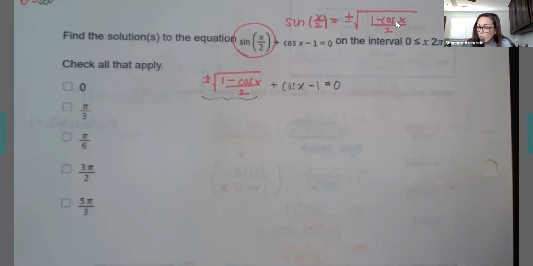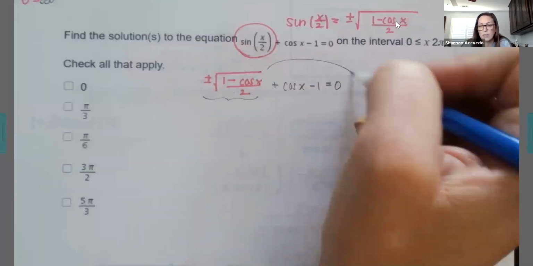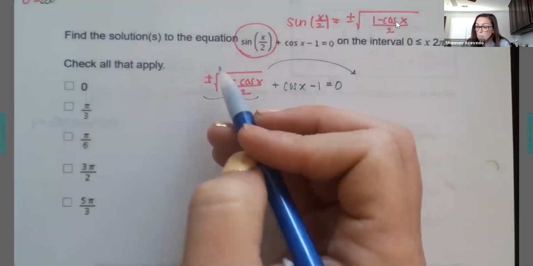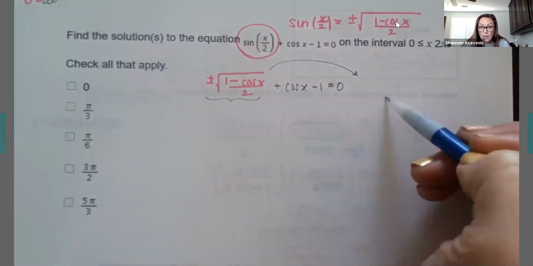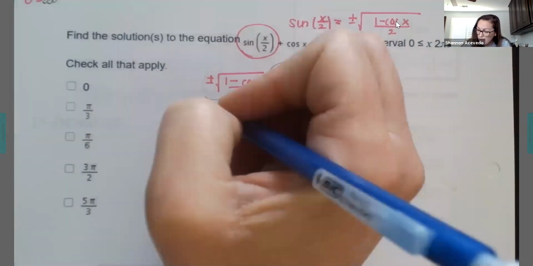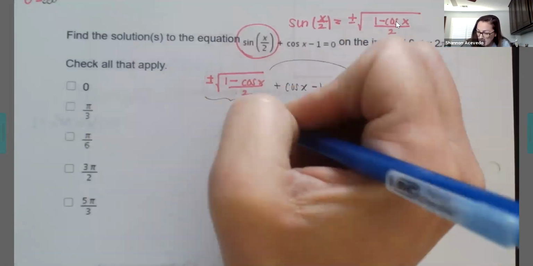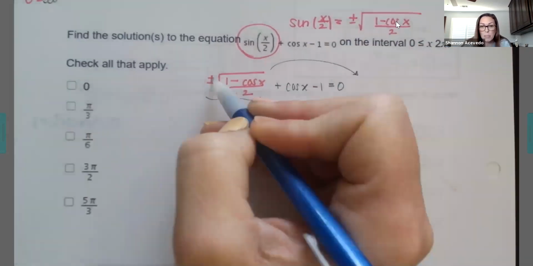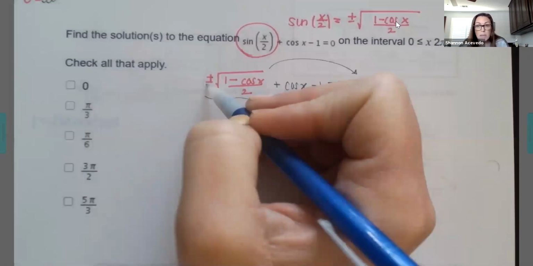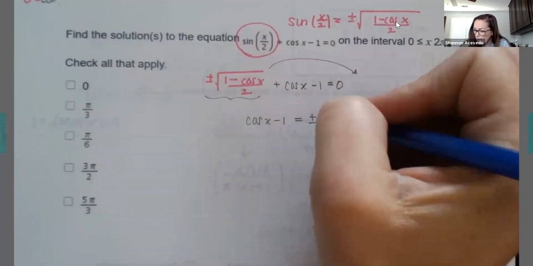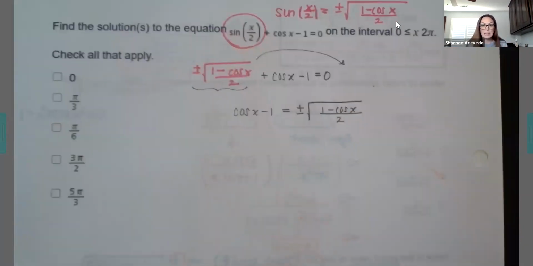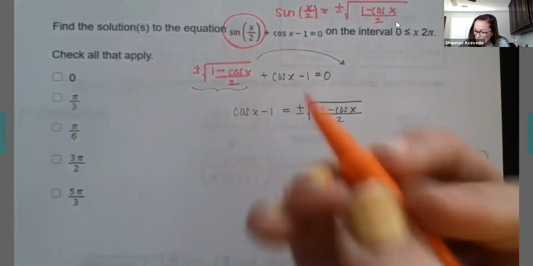If I want to get this by itself, why don't I just move this over to the other side? Well, how do you move this over to the other side if it's a plus or minus? Well, I'm just going to add and subtract it, which means it's still going to be a plus or minus over here. So it just would be cosine of x minus 1 is equal to, it's still going to be a plus or minus, because if I subtract it from the plus and I add it to the minus, it's going to be plus or minus 1 minus cosine of x all over 2. The reason why I did that, if I got it by itself, I can go ahead now and I can square each side.